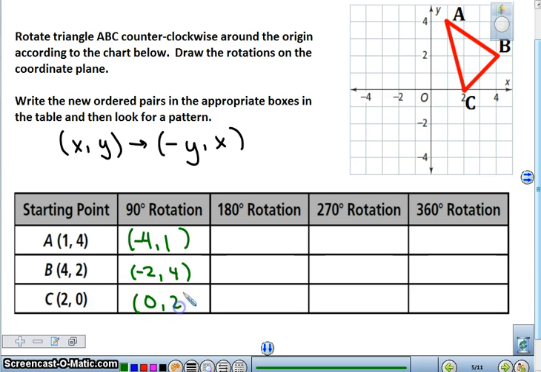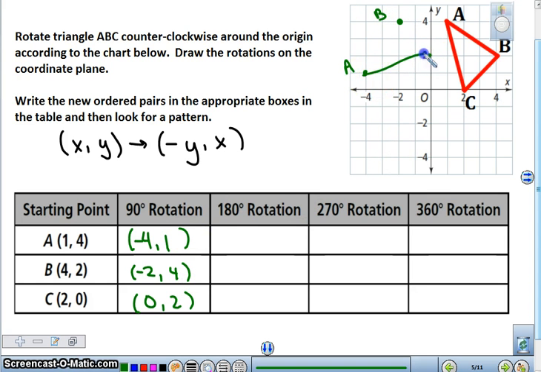We can't take the opposite of 0. That's still going to be 0. And let's plot it and see how this works. So if we are going to -4, 1, that's going to be my new A point. My new B point is at -2, 4. That is B. C is at 0, 2.